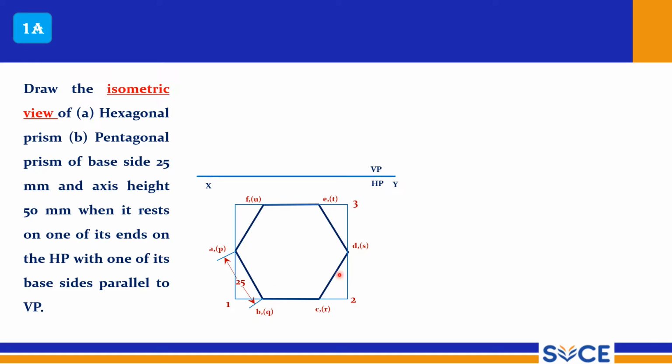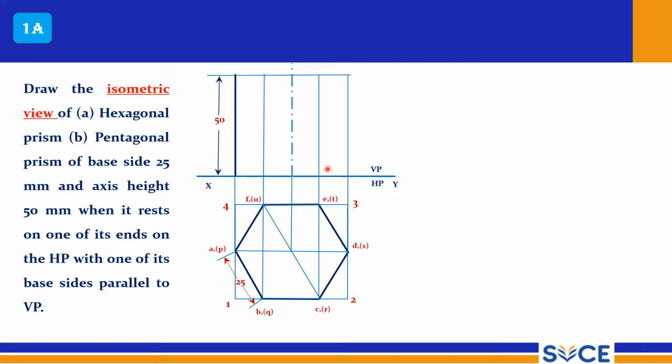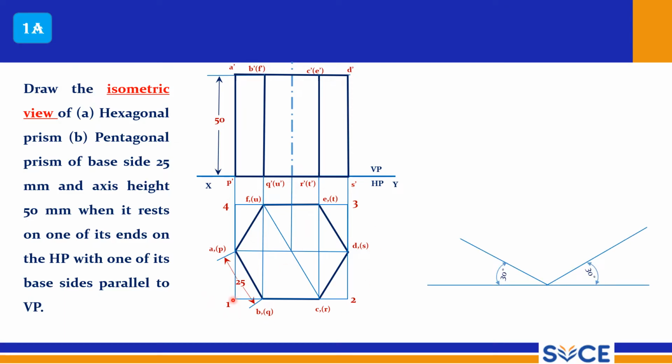I have enclosed this within a rectangle, 1 2 3 4. Now from the center draw the axis, and the height given is 50 mm. So with 50 mm, draw the prism. This is the front view of the prism, and give the notations as we usually do in projections of solids. With this orientation, starting from one corner, start projecting this prism.